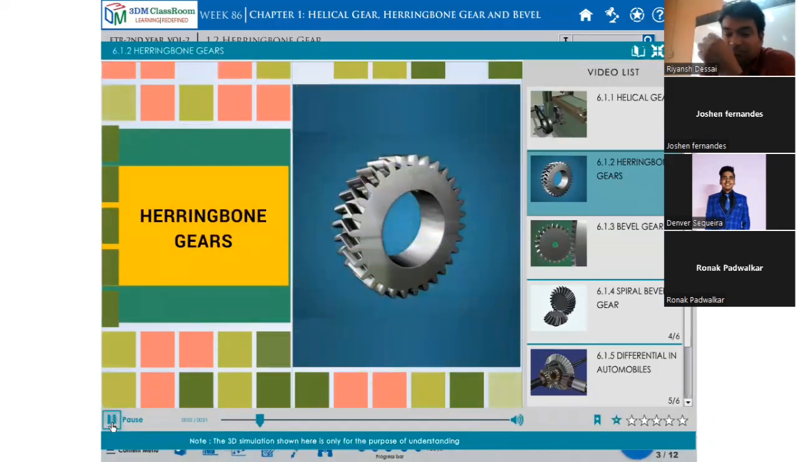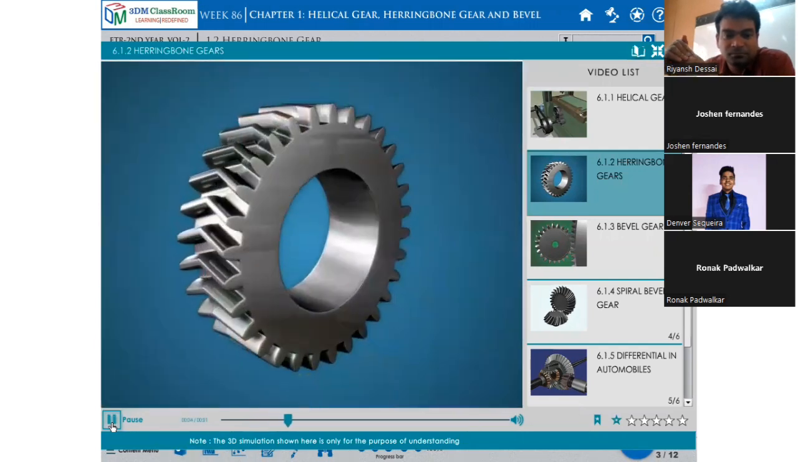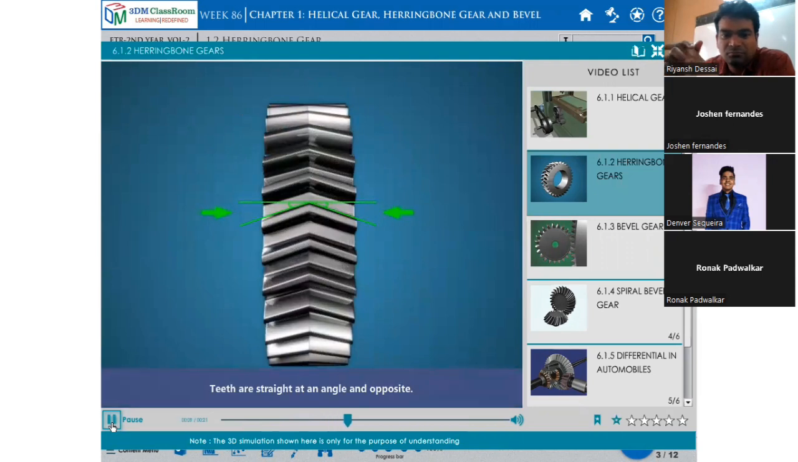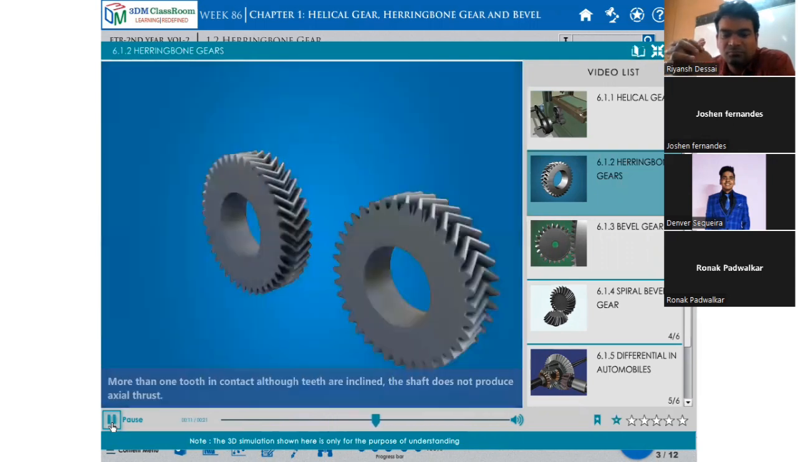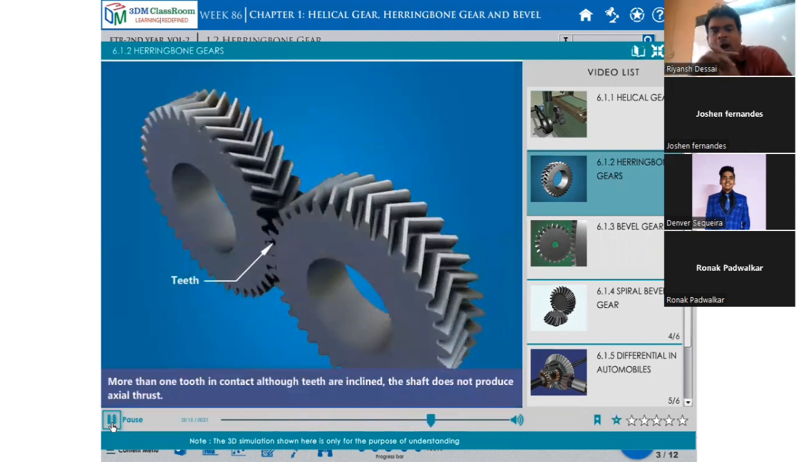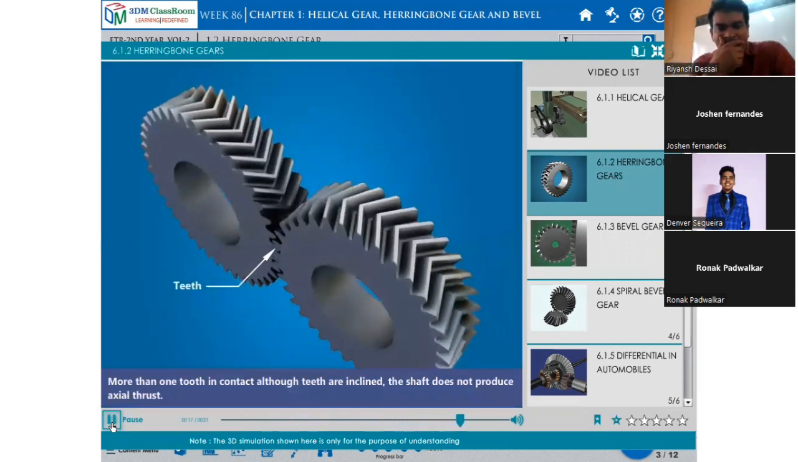Herringbone gear. See how the teeth are there. They face at an angle and opposite. More than one tooth is in contact, although the teeth are inclined. The shaft does not produce axial thrust.